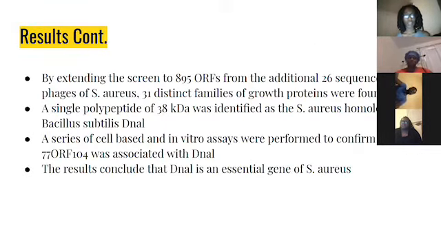So by extending the screen to 895 ORFs from the additional 26 sequenced phages of S. aureus, 31 distinct families of growth-inhibiting proteins were found. A single polypeptide of 38 kDa was identified as the S. aureus homolog of Bacillus subtilis DnaI. A series of cell-based and in vitro assays were performed to confirm 77-ORF-104 was associated with DnaI. The results conclude that DnaI is an essential gene of S. aureus.